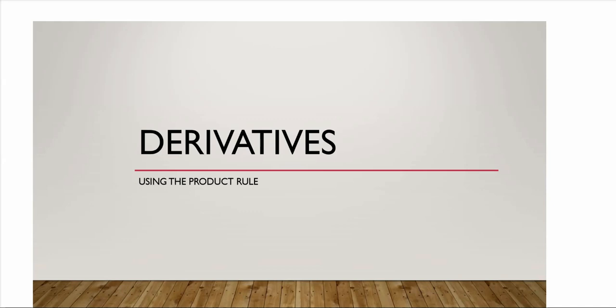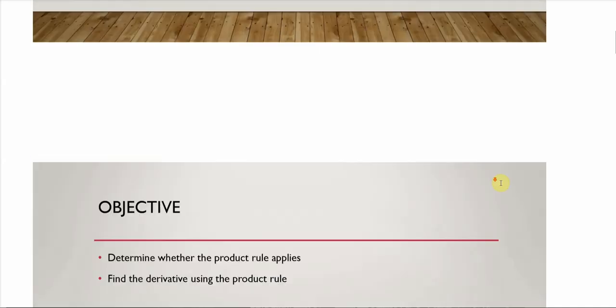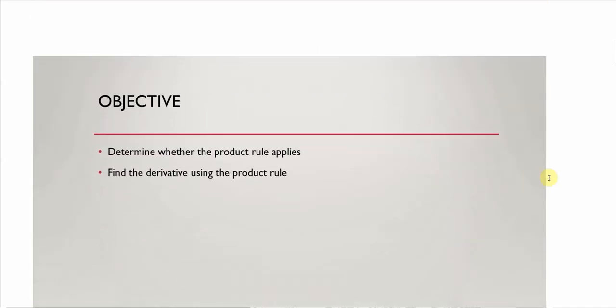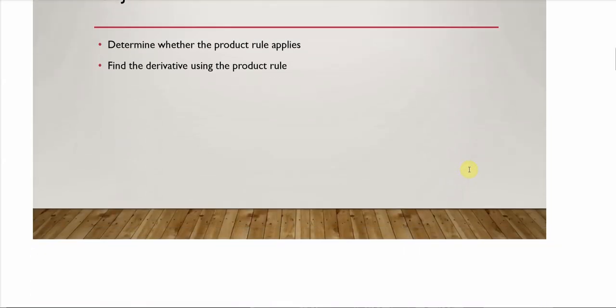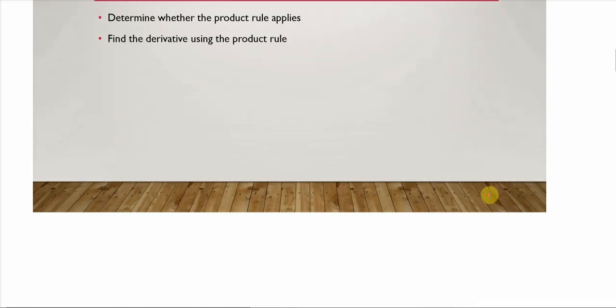In this video, we're going to be finding the derivatives using the product rule. Alright, so what's the objective? The objective is to determine when do you apply the product rule. Do you apply it or do you not apply it to the function? Do you apply it to part of it? Do you apply it to the whole thing? And then finally, you find the derivative using the product rule.